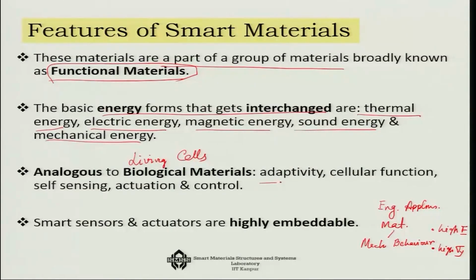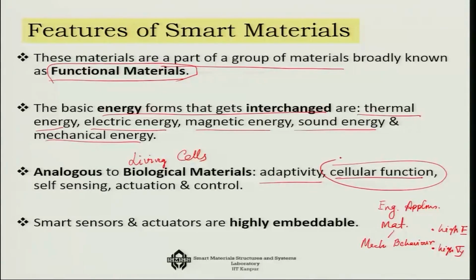Why? Because they are adaptive. I told you just now that you can change the stiffness. Similarly, you can change their shape in some materials. So they are adaptive. They are cellular in function. What does cellularity in function mean? It means that even if you break a smart system into 2 parts, 3 parts, it still works. If you break a clock into 3 parts, none of the parts would work. But if you take a smart material and break it into say 3 parts, each part, even though its performance may degrade a little bit, would be fully working. So that's the cellularity present in such materials.